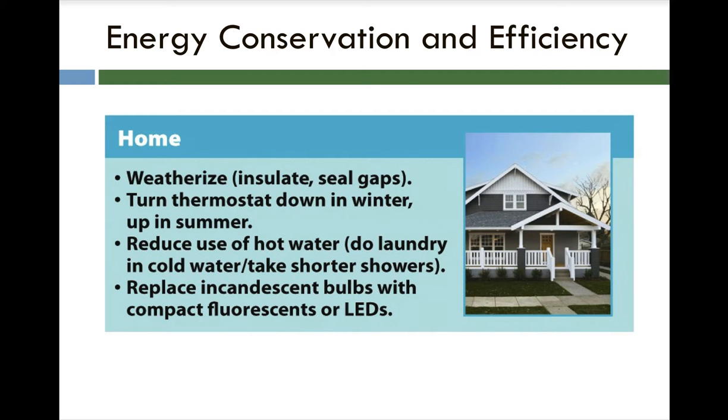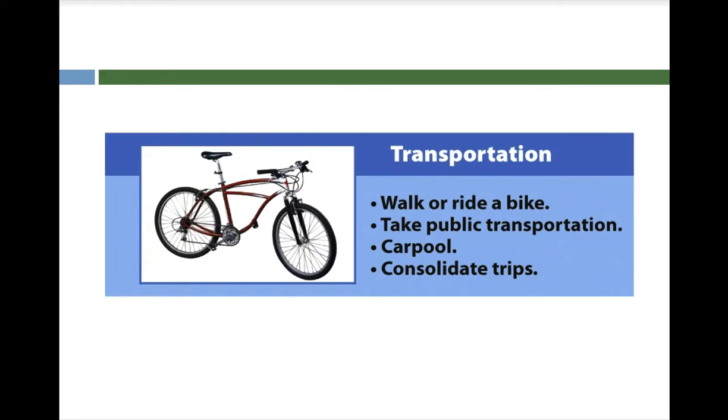We can also reduce the use of hot water because it takes a lot of energy to boil water, to heat water up. So if we run our laundry in warm water or cold water, or we take shorter showers, those are both going to reduce the use of hot water. And then finally, one I mentioned already, replacing our incandescent light bulbs with compact fluorescents or LEDs. Those are all things that people can do right around their home to improve their energy conservation and efficiency.